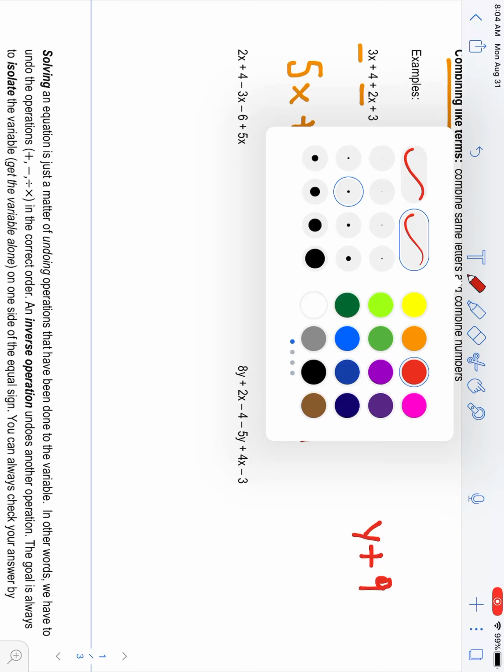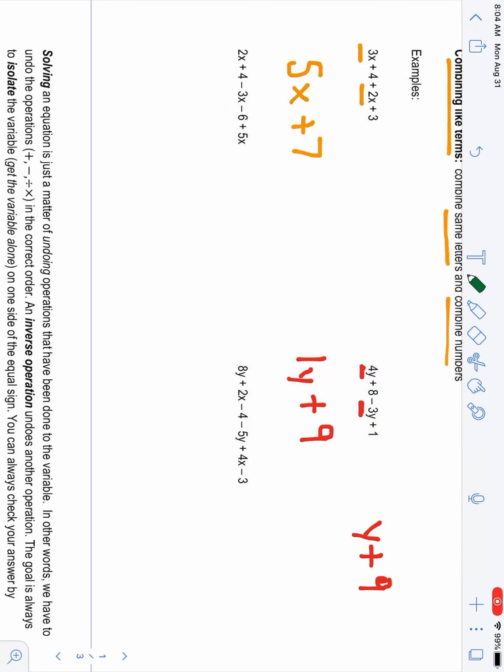This time we've got a couple more to combine. So let's look. 2x minus 3x plus 5x. So I have three terms that have an x. 2x minus 3x is negative 1x, but negative 1x plus 5x gives us 4x. Then I have a positive 4 and a negative 6. So positive 4 minus 6 is negative 2.